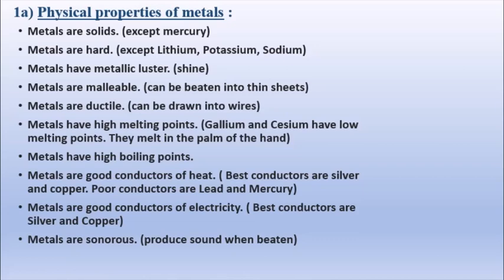Metals also have high melting and high boiling points. Now there are two metals, gallium and caesium, which have low melting points.